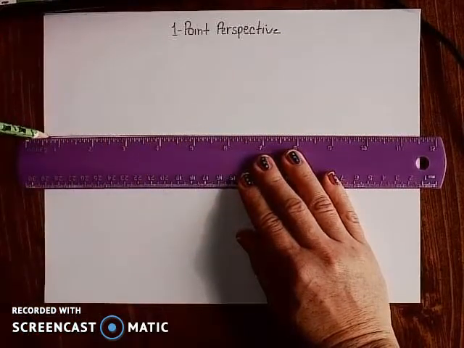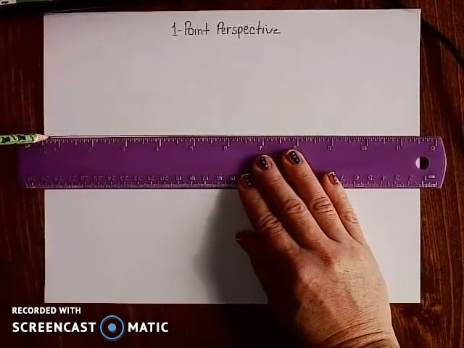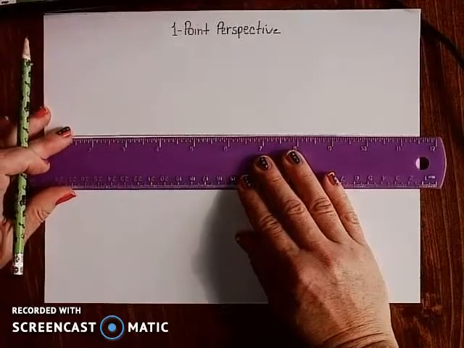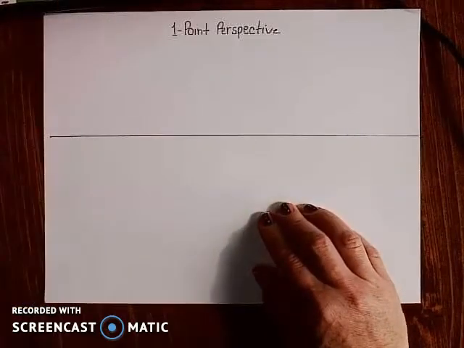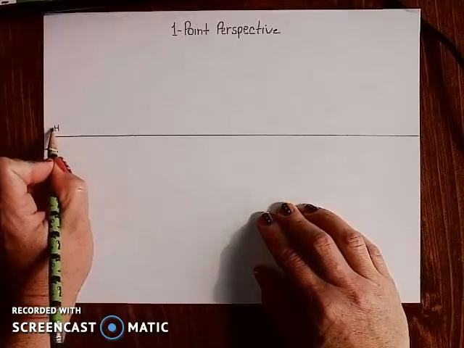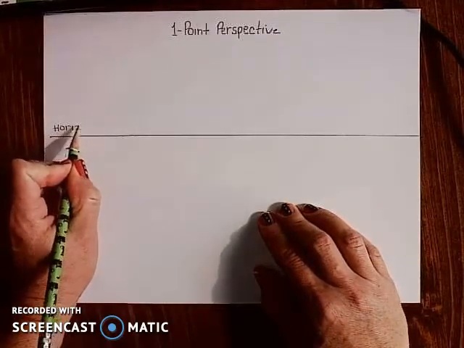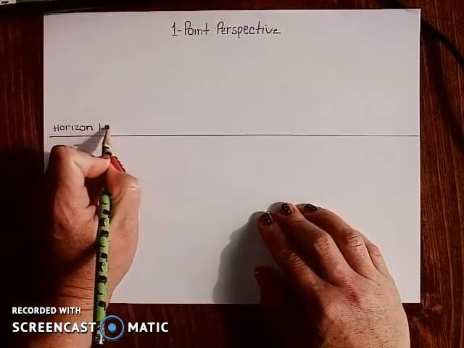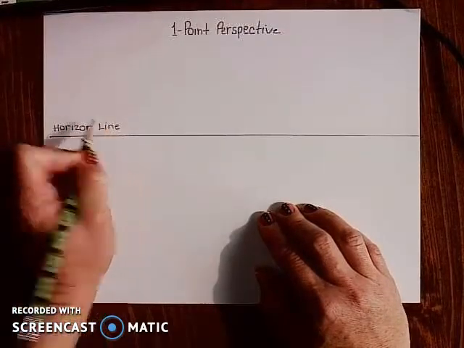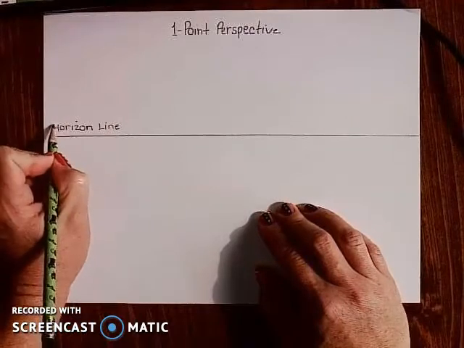We're going to start with the fact that almost every drawing has a horizon line. So you're going to take your ruler, and anywhere on the page, I'm going to shoot for about halfway down, draw a horizontal line across the page. This is your horizon line. Maybe you have heard people say, hey, look up over the horizon. That's the line that divides the sky and the ground.